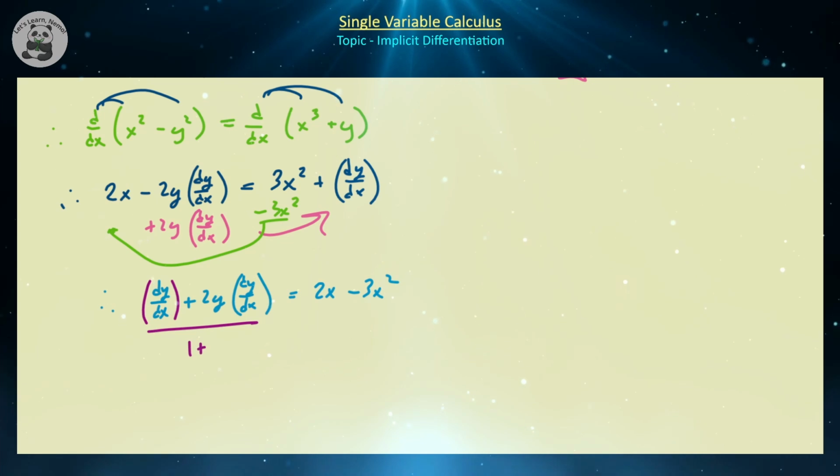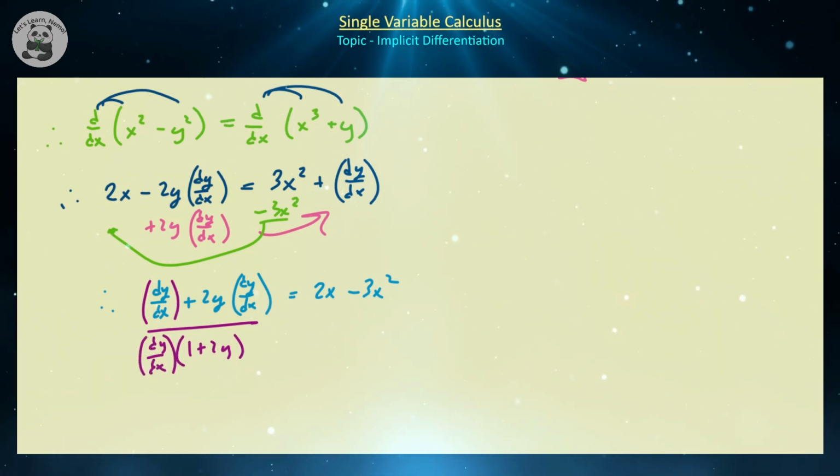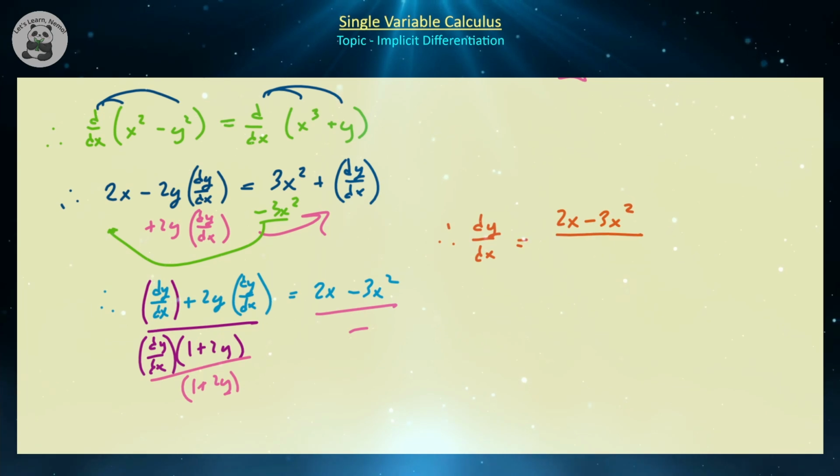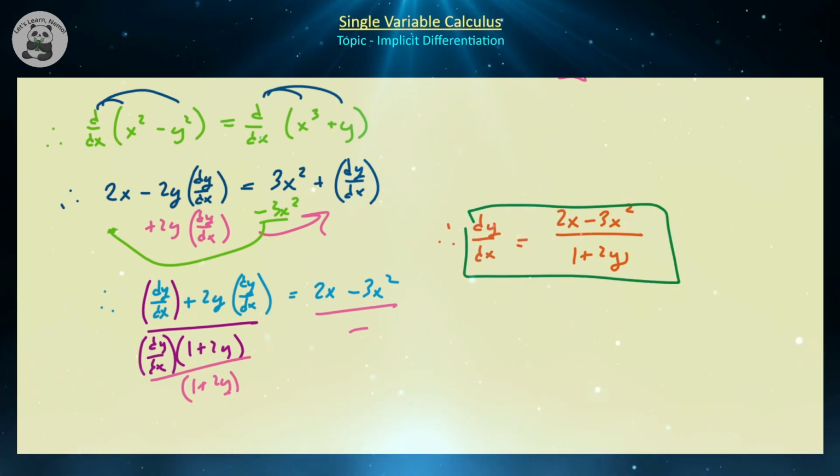I'm just going to be left with 1 plus 2y times dy over dx on the left-hand side, and then I can divide both sides by 1 plus 2y, and that gives me my expression for dy over dx. So I'm going to have dy over dx is going to be equal to 2x minus 3x squared, all divided by 1 plus 2y.